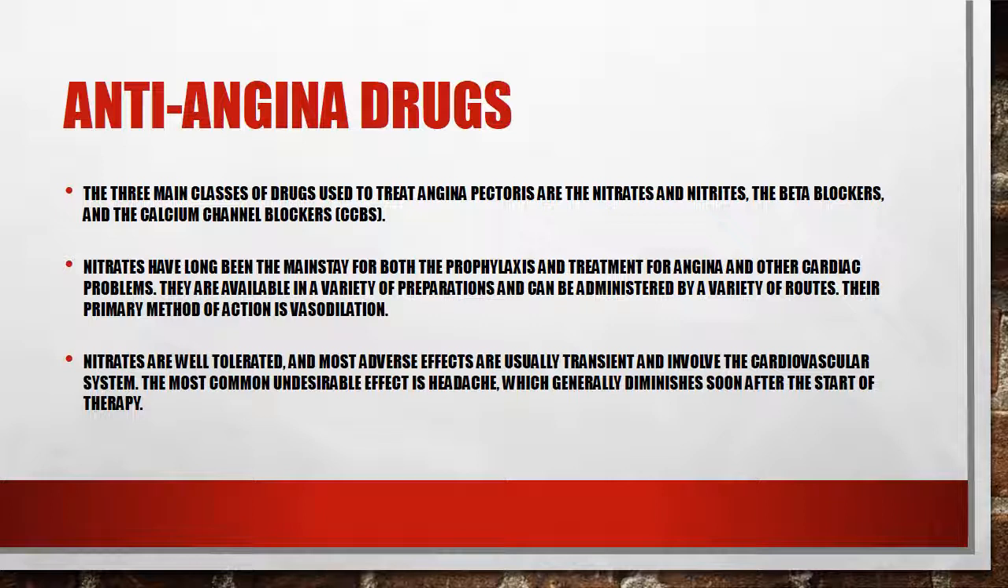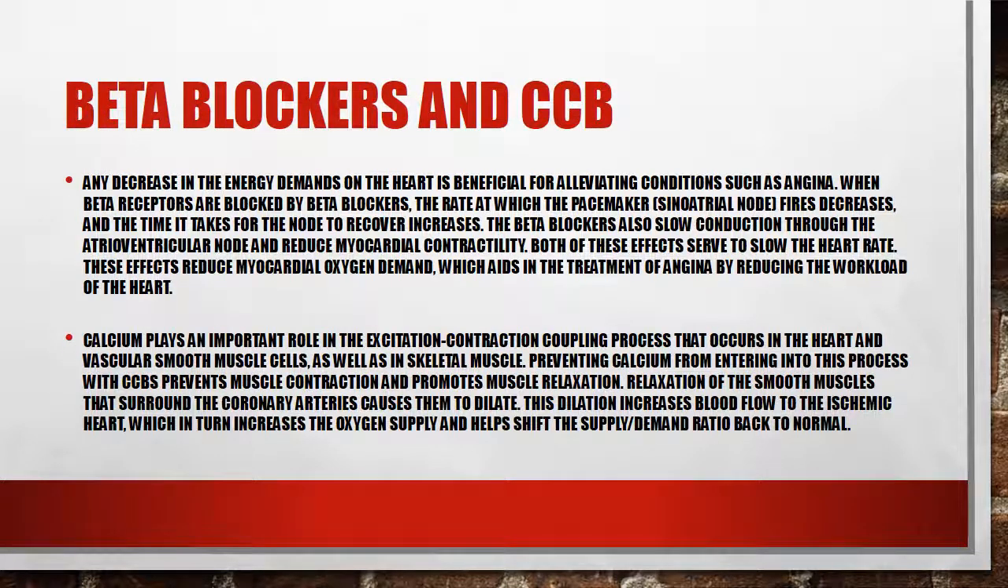Three main classes of drugs are nitrates, beta blockers, and calcium channel blockers. And we use nitrates a lot for prophylaxis and treatment of angina. And they are our vasodilators. And I think that's about enough for a start on that. Beta blockers, a little bit on beta blockers and calcium channel blockers.